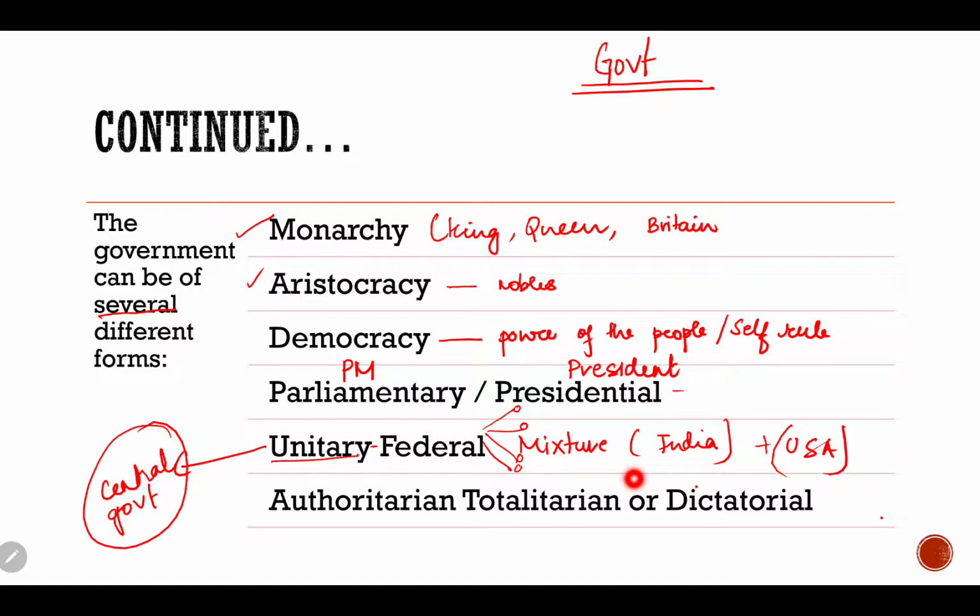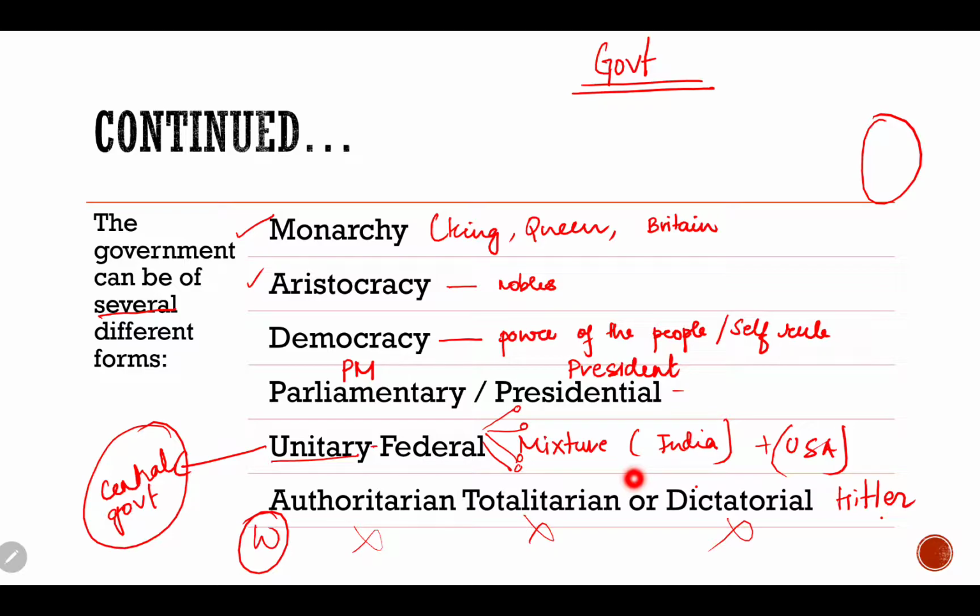Authoritarian, totalitarian, and dictator, like this one is the poorest form of government, where one person will rule the whole country. Dictator like Hitler. In a totalitarian one, a few will rule. There will be no self rule. There will be no freedom of any kind of mass media. There will be no such freedom for the citizens. So this is the worst form of government for me.